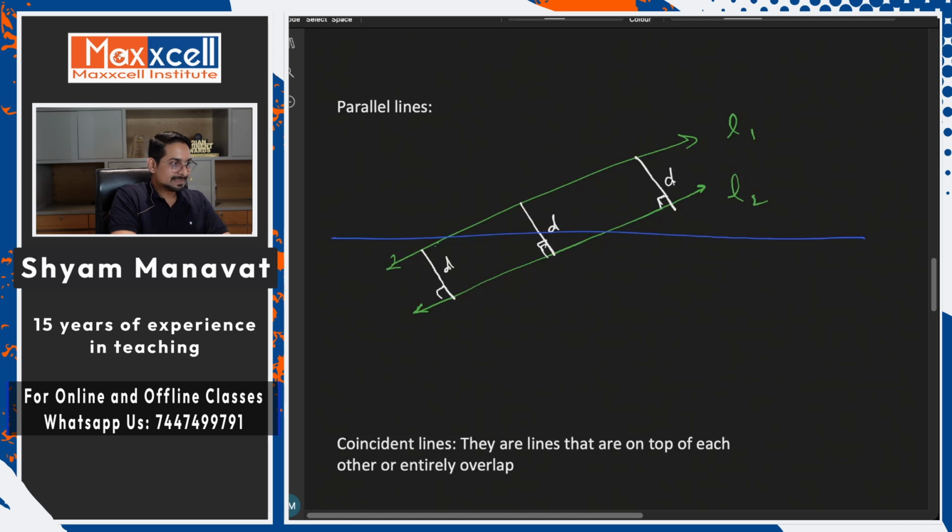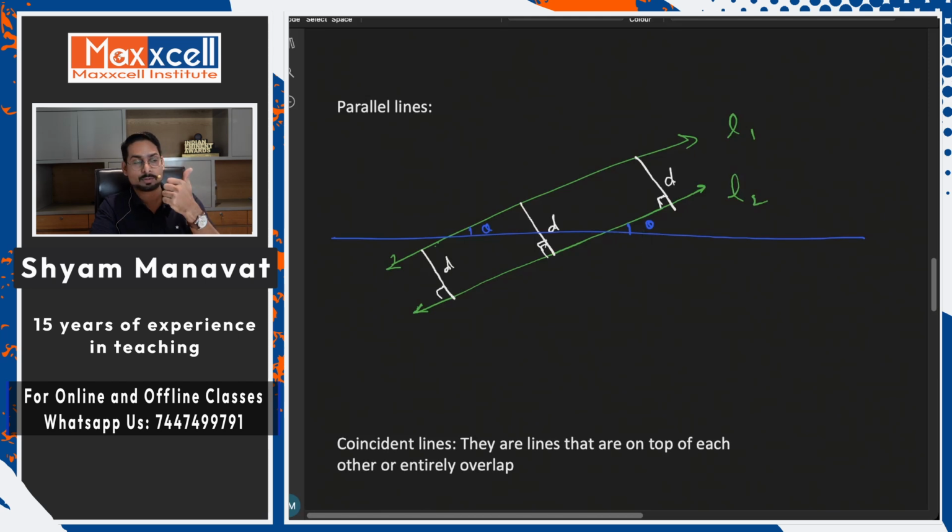If you see these lines compared to any third line, which is an intersecting line, the angle formed will also be the same. So parallel lines have the same inclination with respect to the third line, which is intersecting, also called a transversal line. We'll discuss the transversal later, but I hope this is fine with you.